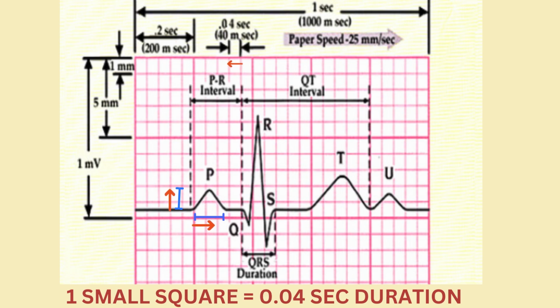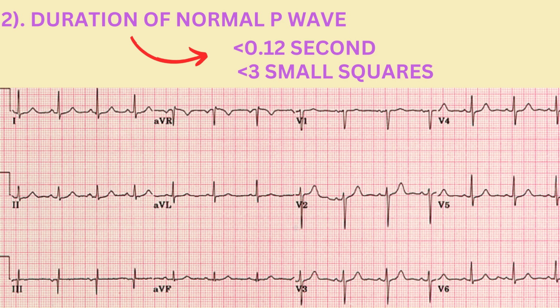Duration of the normal P wave is less than 0.12 second. One small square of ECG paper is of 0.04 second duration, so 3 small squares will be 0.12 seconds. That means normal P wave duration is less than 3 small squares, right?